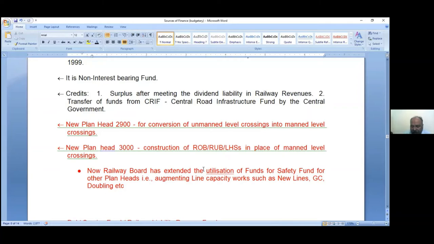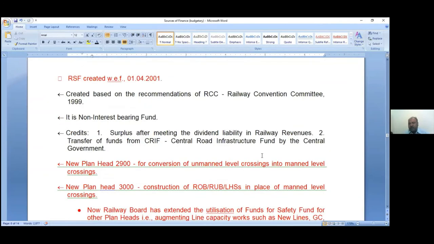How it is calculated: train vehicle unit means the trains crossing that line and the road vehicles, say 500. So 5 into 500, it is 25,000. The train vehicle unit is 25,000. Where this train vehicle unit exceeds 1 lakh, then it is justified for the construction of ROB and RUB.